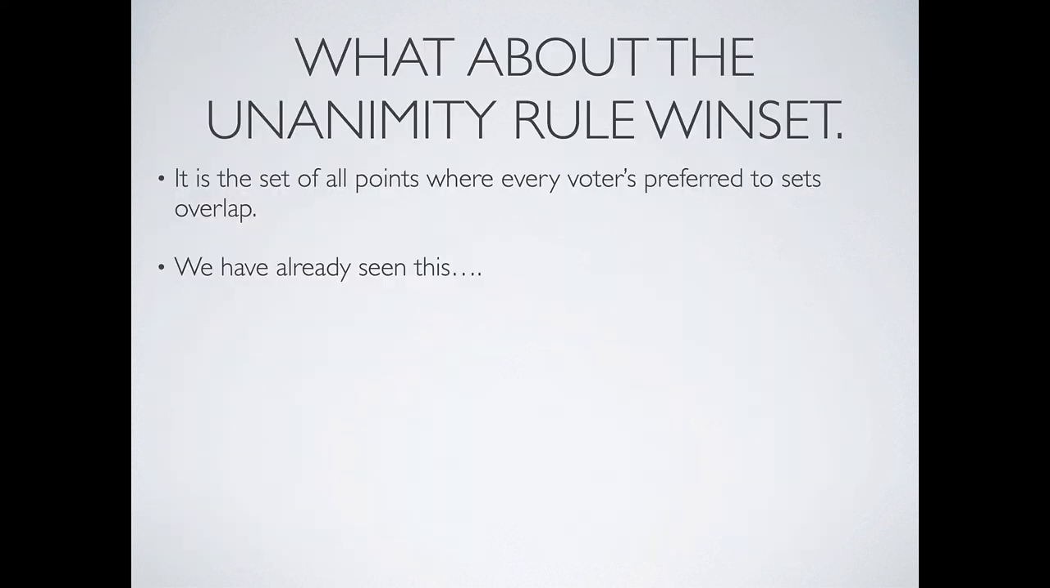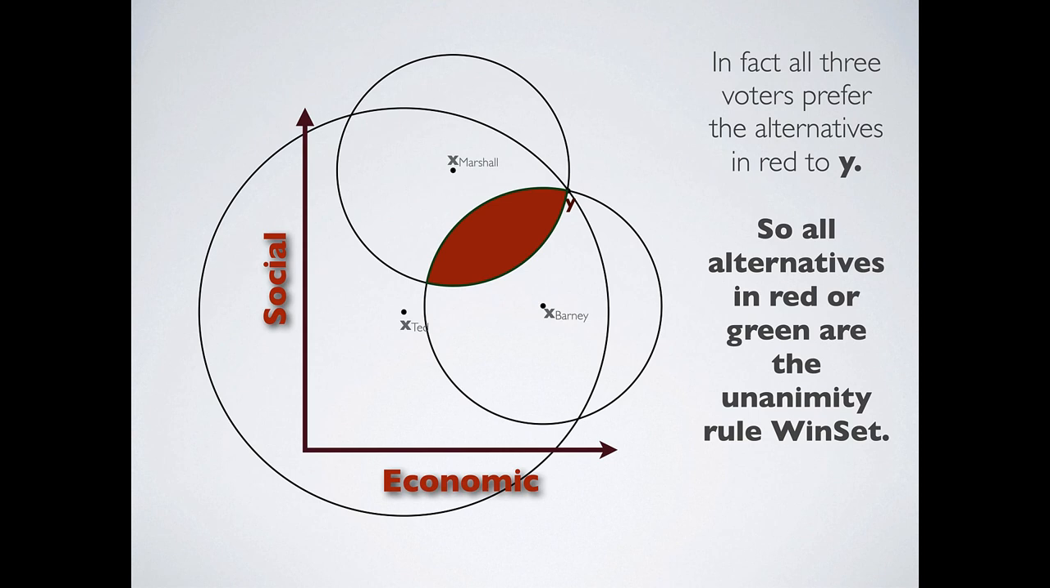But what about the unanimity rule WinSet, right? We did the unanimity rule WinSet for single dimensional models, all right? Well, the unanimity rule WinSet is the set of all points where every voter's preferred-to set overlaps, just like it was in the single dimensional model, all right? And in fact, we've already seen it here. Remember, when I gave you this alternative Y, all the points in red are strictly preferred by all three of them, all right? And everything that's green, we don't know exactly what's going to happen in the green, but in the red, definitely.